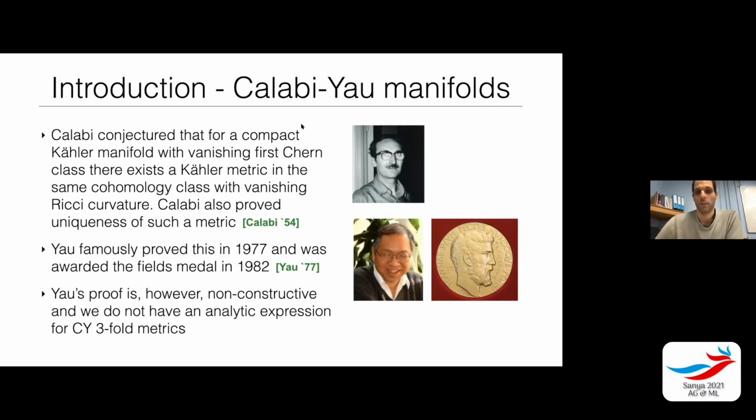Checking the first Chern class of a manifold is not very hard. And since this conjecture is true, as was famously proven by Yau in '77, for which he was awarded the Fields Medal, you now have a very simple criterion you can check in order to see that the manifold you chose for string theory will actually give rise to a consistent solution. However, Yau's proof is non-constructive. It was based on the Monge-Ampère equation, but since it's non-constructive, we do not have an analytic expression for Calabi-Yau threefold metrics. So while we know it exists, we cannot use it in any computations.